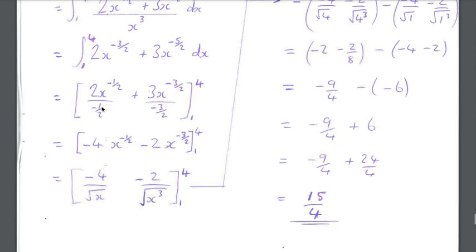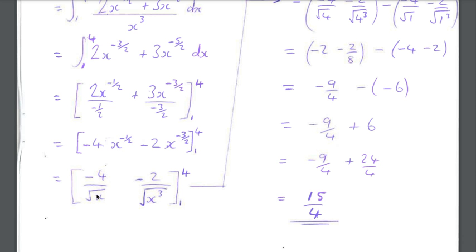Remember, if we're dividing by a fraction, we flip it upside down and multiply by it. So 2 over -1/2 is just 2 multiplied by -2 over 1, which is -4. 3 over 3/2 is 3 times 2/3, and of course we've got the negative sign there as well. So 3 times 2/3 is 2 wholes. Again, before substituting in the 1 and the 4, rewrite these in a suitable format for substitution. So x to the half is root x.